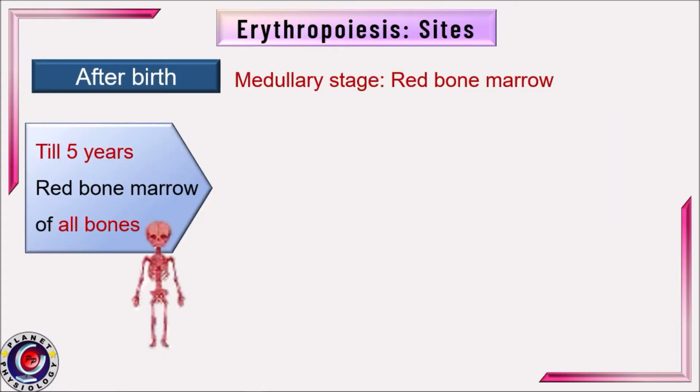After birth, bone marrow is the main site for erythropoiesis, and it is the red bone marrow that is responsible for formation of blood cells. Till the age of 5 years, all the bones contain red bone marrow, and therefore all the bones are capable of forming RBCs.